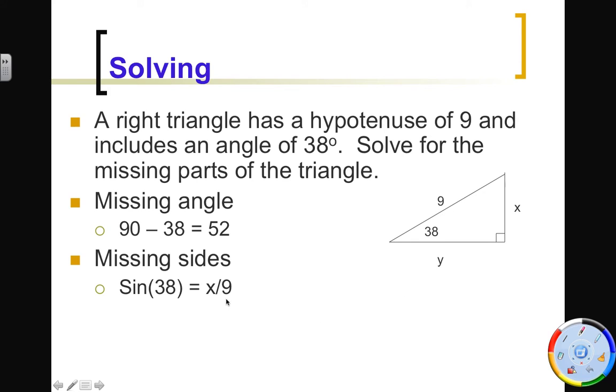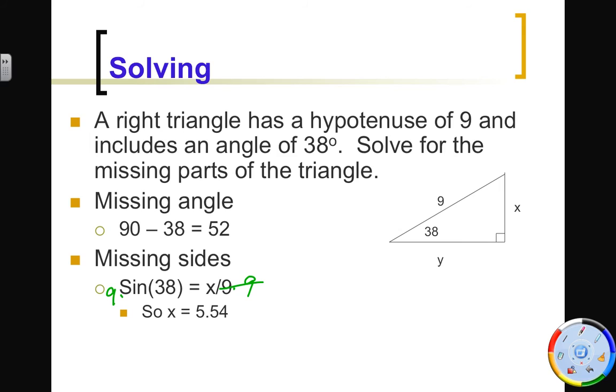Well, since we're solving for x, I can just multiply by 9 on both sides. And if I multiply by 9, those 9s cancel. I get 9 sine 38. This is where you're going to need your calculator. And if you plug this into your calculator, you need to get 5.54.